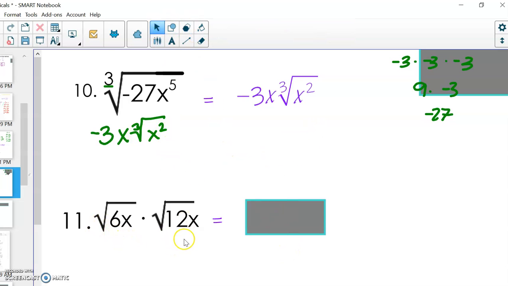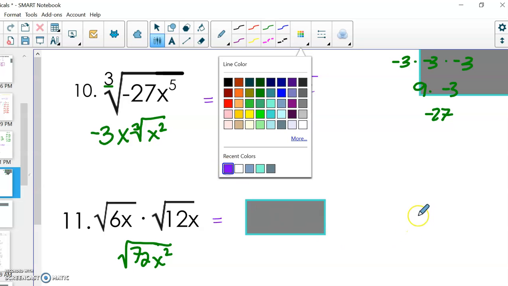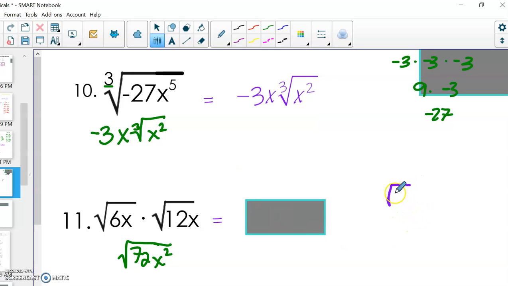All right, number 11. We're just multiplying radicals together. 6 times 12, 72. Square root of 72 x squared. That can be simplified. All right, what's the largest perfect square that goes into 72? I hope you said square root of 36 times square root of 2 is what gives you 72, and then times x squared. All right, square root of 36 is 6. Can't do anything with the 2, so it'll be left under. Square root of x squared is x.